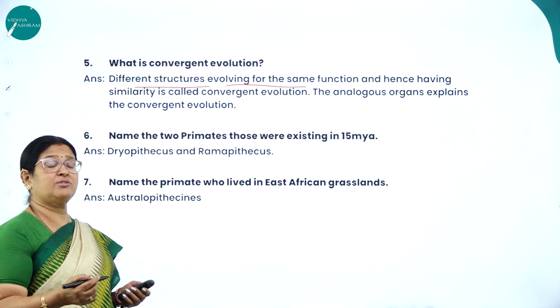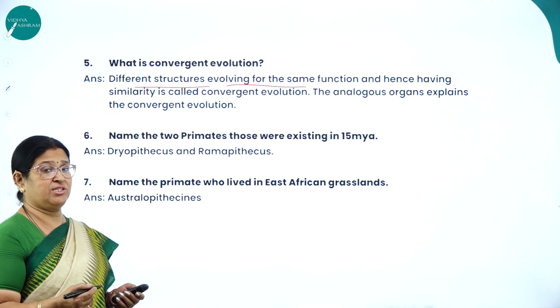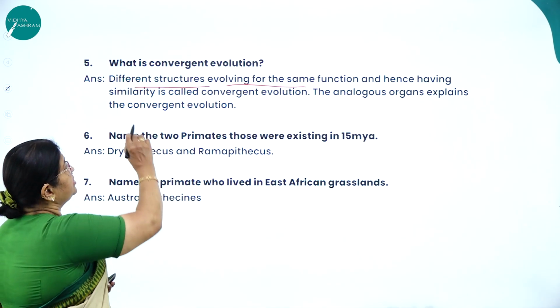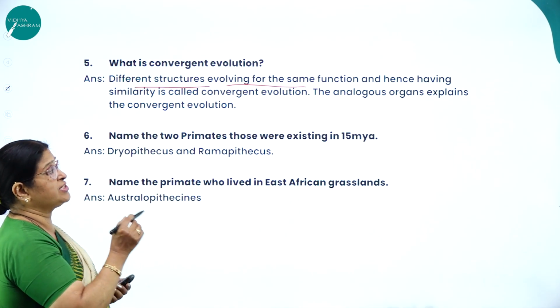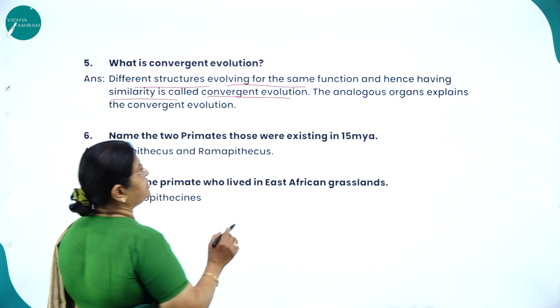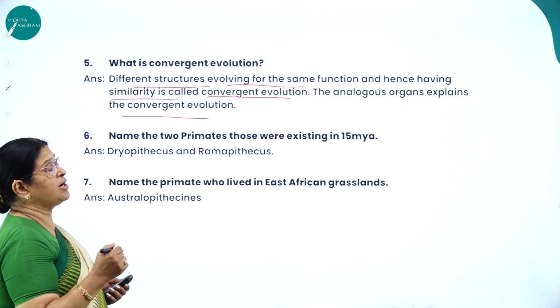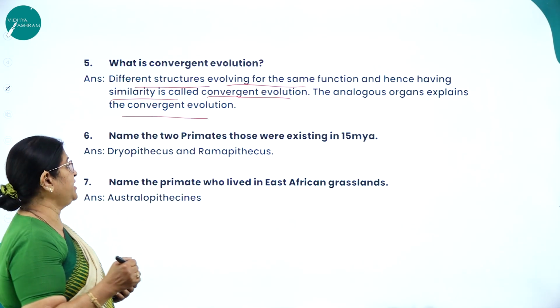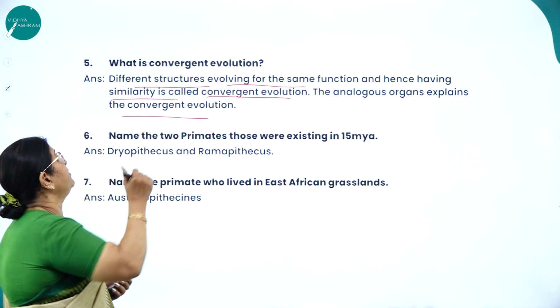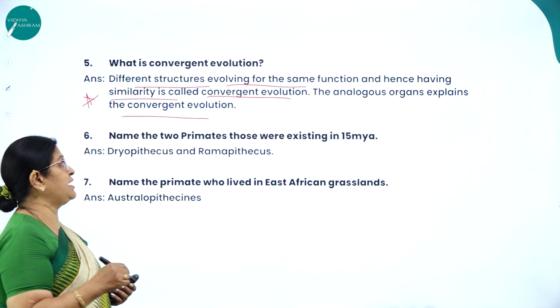So what are analogous organs? Analogous organs are those organs which have different origin and structure but perform similar function. So different structures evolving for the same function and hence having similarity is called convergent evolution. The analogous organs explain convergent evolution. Homologous organs explain divergent evolution. So you should remember this. Even this is important from the examination point of view along with the examples.